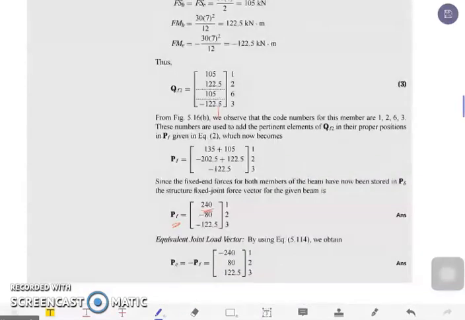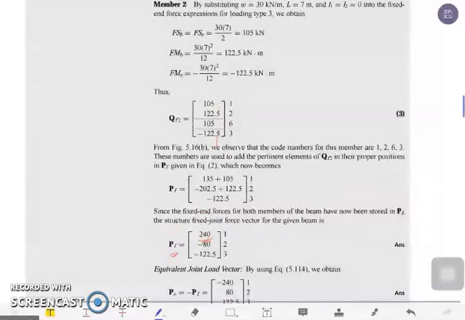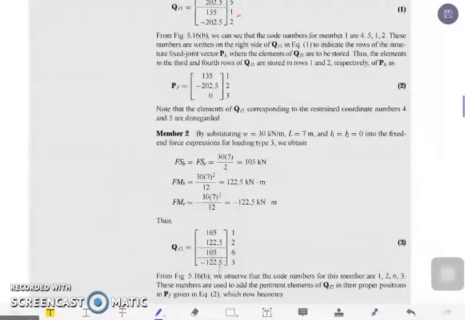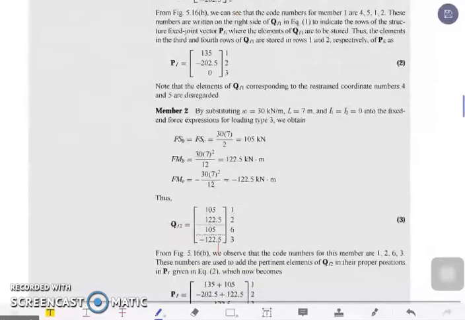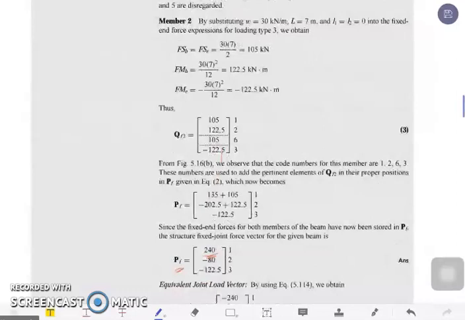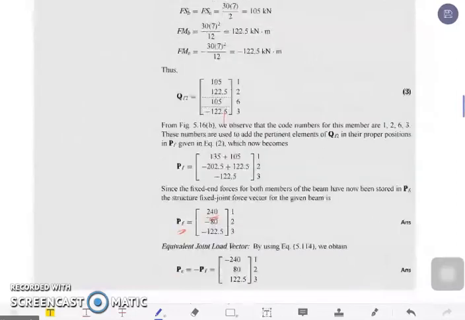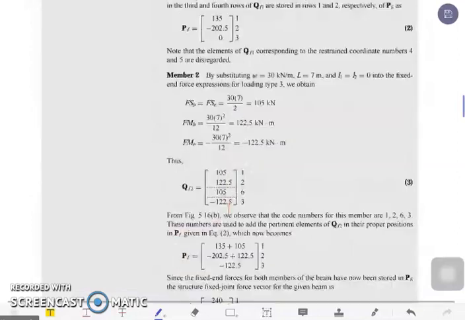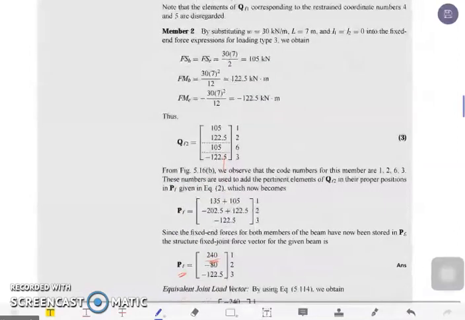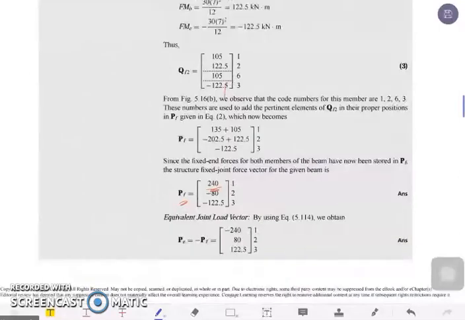So if we observe, the solution here tries to obtain the value of P sub F for each member. However, you can have another solution wherein you can immediately get the value of P sub F using Q sub F. So once you have the Q sub F for member 1 and member 2, you could immediately identify the value for the structure fixed joint force vector, your P sub F.